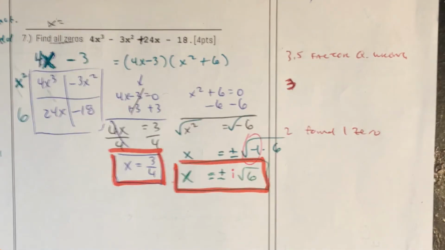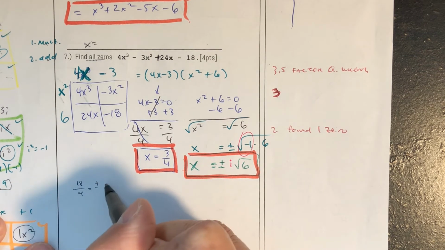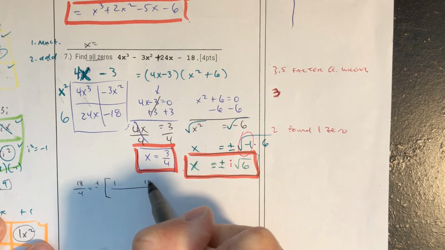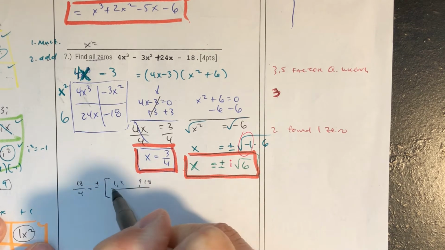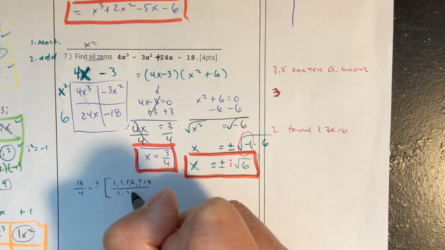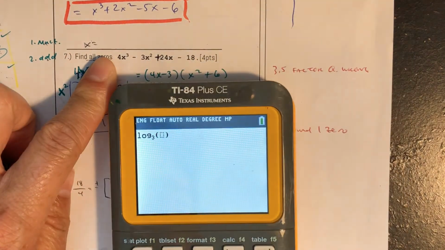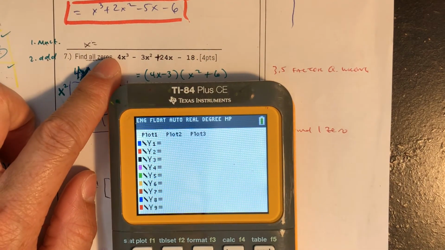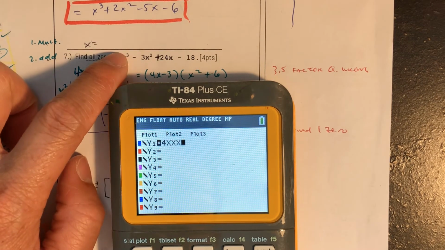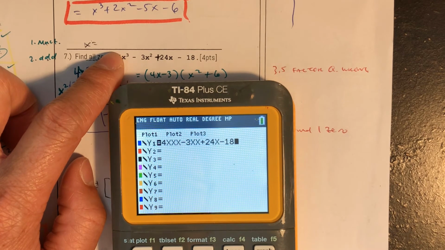So a lot of students try to use rational roots theorem. Just want to show you guys what would happen. Then all the factors of 18 are 1 times 18, 2 times 9, and then 3 times 6. And 1 times 2 times 4. Now, hopefully I showed you guys in class that you could just put that into your calculator, which I'll use. 4x cubed minus 3x squared plus 24x minus 18.